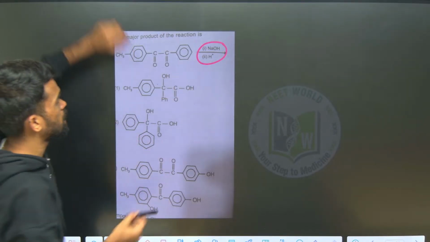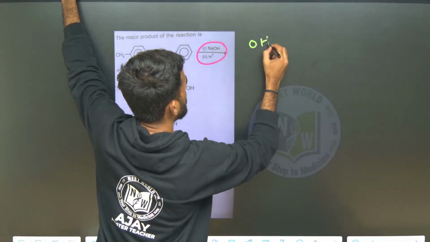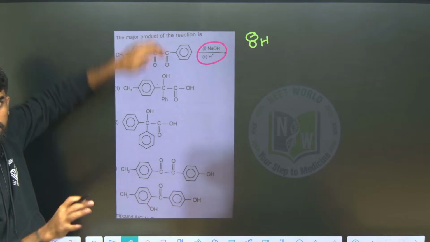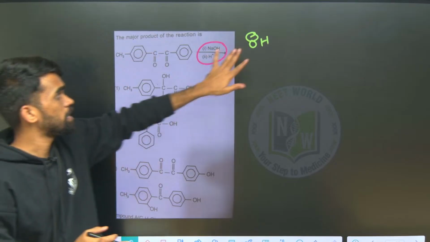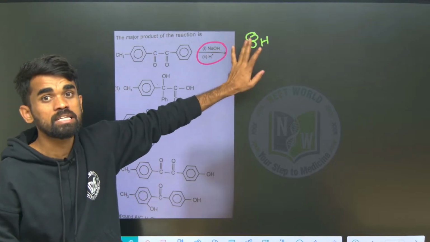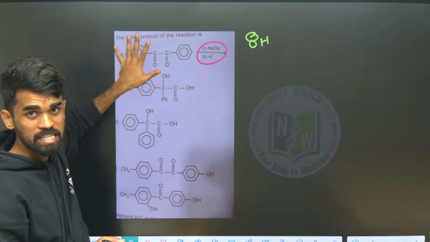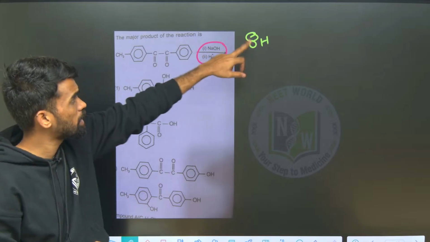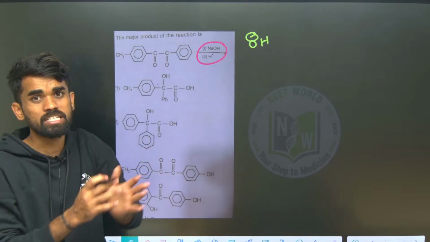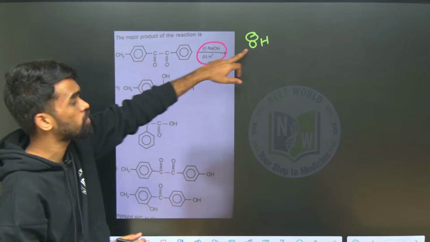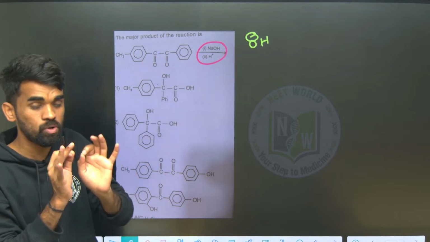What happens with this NaOH? Is there any acidic group in the given substrate? Tell me. No, there is no acidic group. So NaOH can act as a nucleophile, not as a base here, because if there is any acid-sensitive group, like an acidic group, it would react with this OH and form an acid-base reaction, a neutralization. But there is no acidic group, therefore OH minus acts as a good nucleophile.